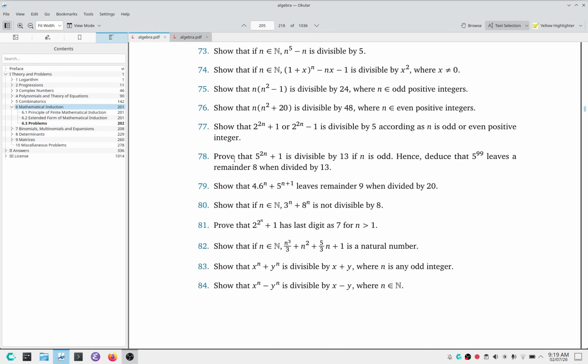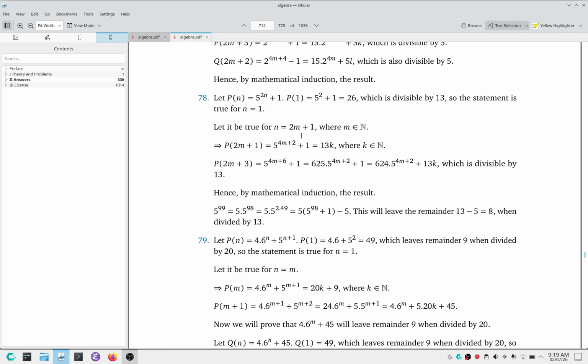Question 78 says: prove that 5 raised to the power 2n plus 1 is divisible by 13 if n is odd. Hence deduce that 5 raised to the power 99 leaves the remainder 8 when divided by 13. So we let P(n) be equal to 5 raised to the power 2n plus 1. We put n is equal to 1. We get P(1) as 26, which is divisible by 13. So the statement is true for n is equal to 1.